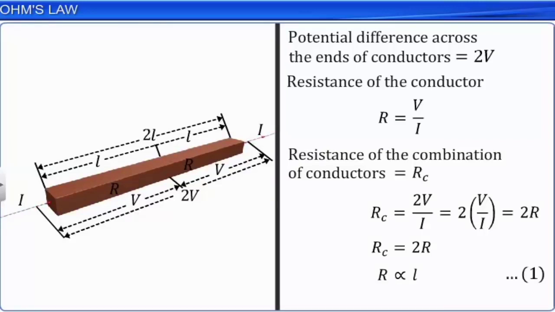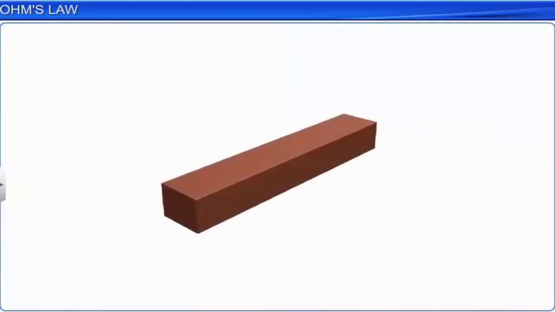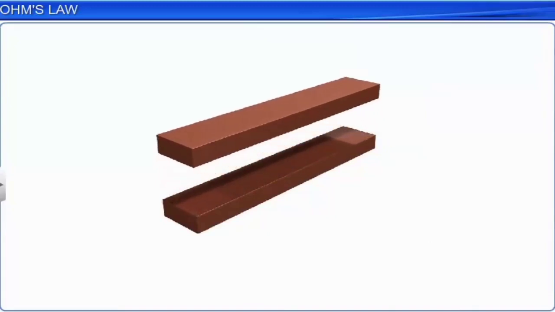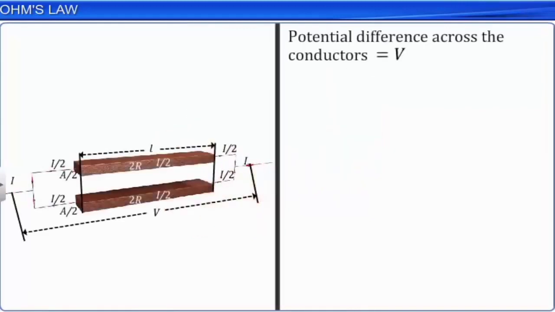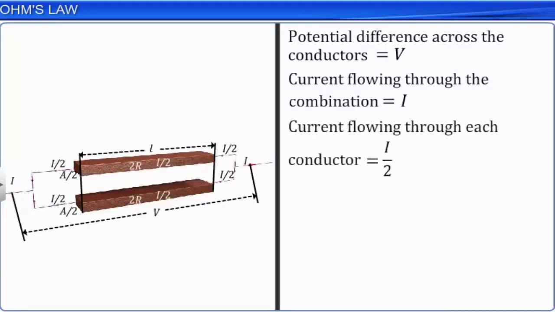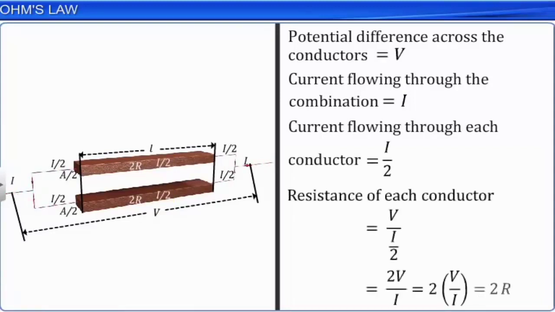Coming to activity 2. Let us divide the conductor into two by cutting it lengthwise so that it can be considered as a combination of two identical conductors of length L, but each having a cross-sectional area of A by 2. The potential difference applied across the two conductors is V. If I is the current through the combination of the conductors, then the current flowing through each conductor is I by 2. Then, the resistance of each conductor is obtained as equal to 2R.